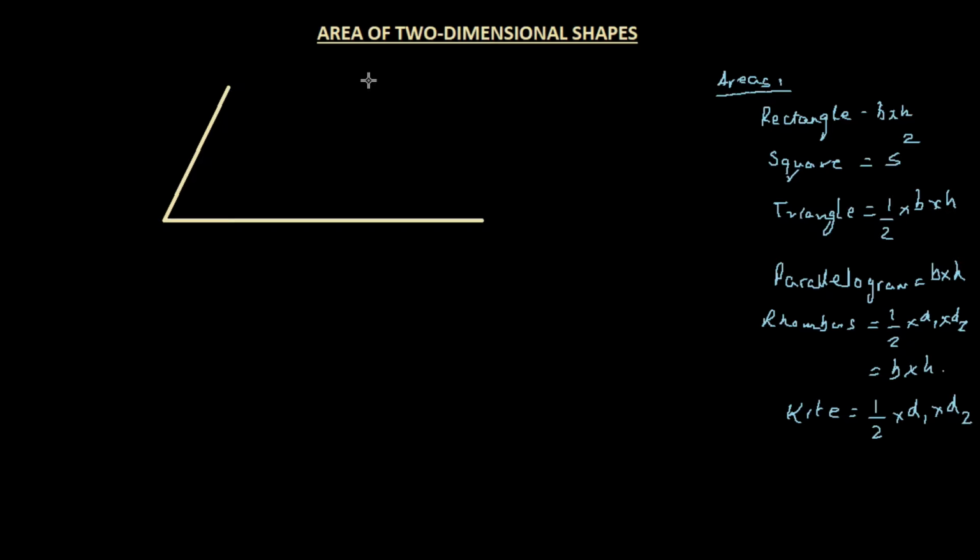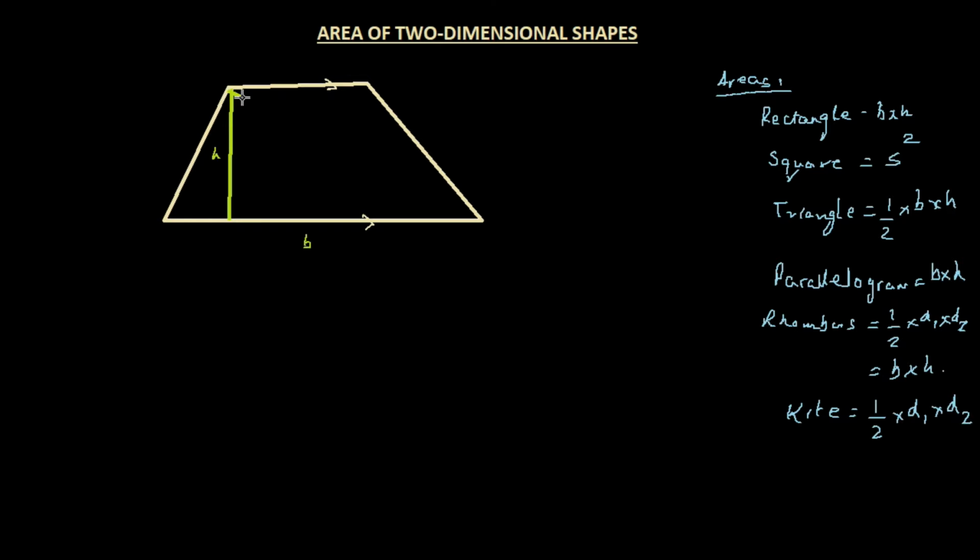Now let's have a look at a figure like this. Now this is a trapezium. In a trapezium we know that one pair of sides are parallel to each other. Now this trapezium also has a base. So let this be called the base, which is B, and it also has a height. Height is the distance between the two parallel sides. So in this case, once drawn from the opposite vertex to the base, it will be this, and let us call that H.